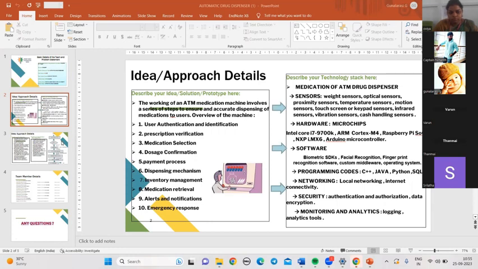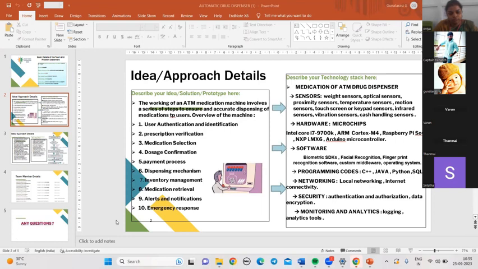Sensors in the ATM medication machines are weight sensors, optical sensors, proximity sensors, infrared sensors, vibration sensors, cash handling sensors, barcode sensors, temperature sensors, and touchscreen or keypad sensors. Now I'm going to explain about the hardware in the ATM medication machine.